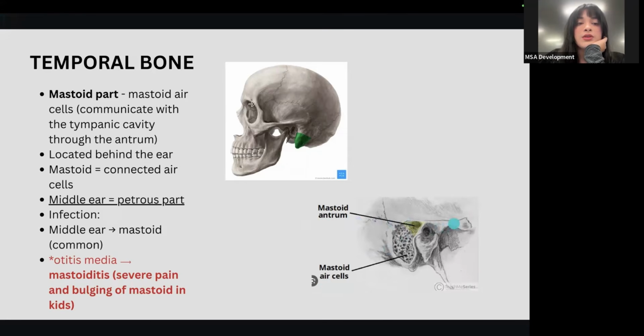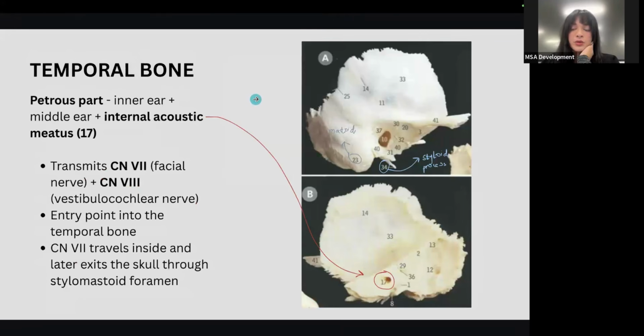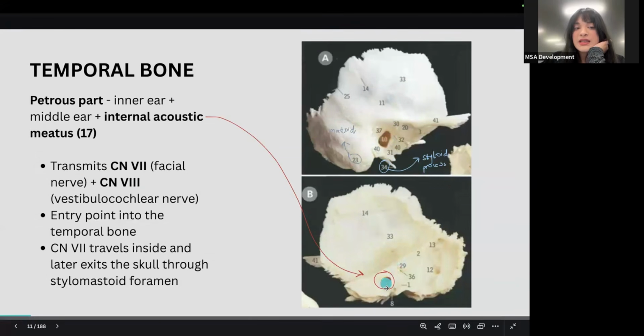Moving on to the petrous part of the temporal bone. This contains the inner ear, middle ear, and internal acoustic meatus. So I want you to focus on diagram A here. Diagram A, number 10 is the external acoustic meatus. It's the external ear. This is the styloid process. This is the mastoid, right? Now, if you flip that to the inside, number 17 is the internal acoustic meatus, okay?